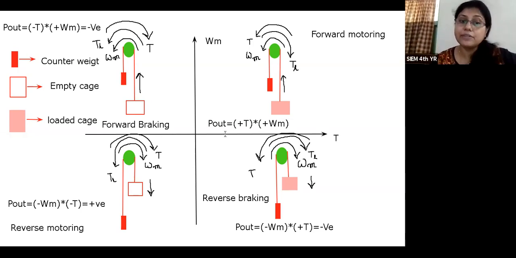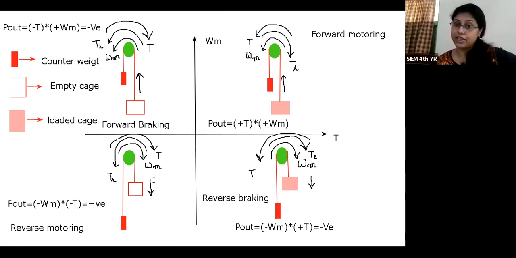Now in the third quadrant operation, we can see that the direction of omega m is negative and the direction of the torque is also negative. So both are occurring in clockwise direction. So omega m is negative, torque is also negative, but the multiplication, the output power, is positive. That means the speed is reverse, the torque is reverse, but the net power is positive. That is called the reverse motoring zone.